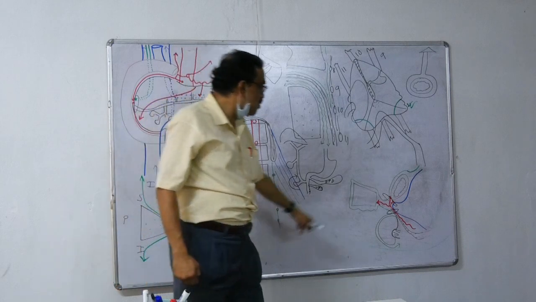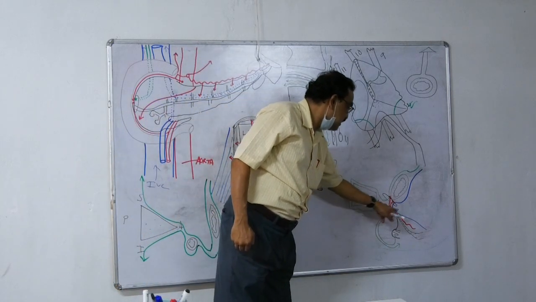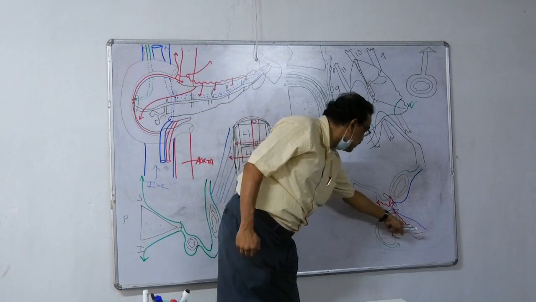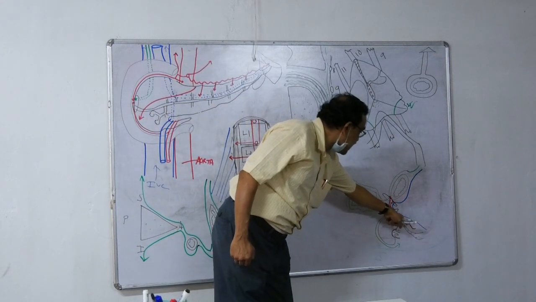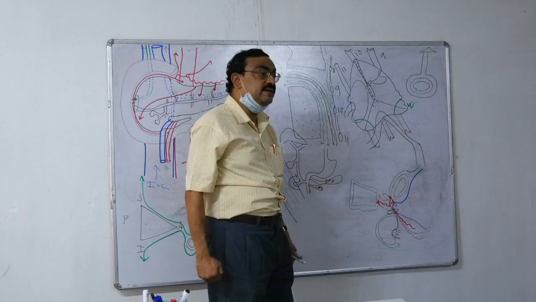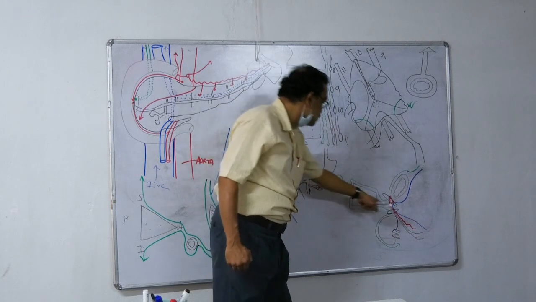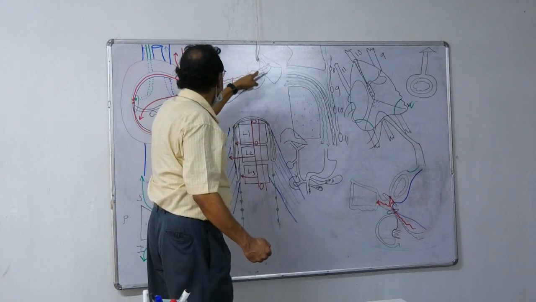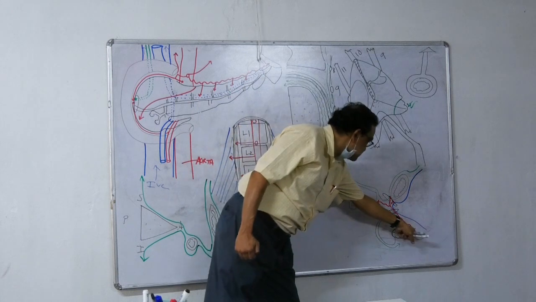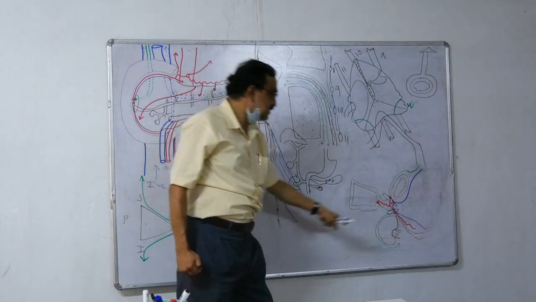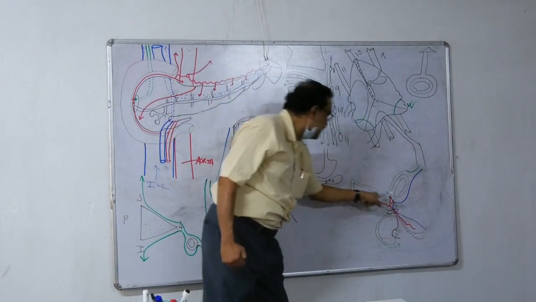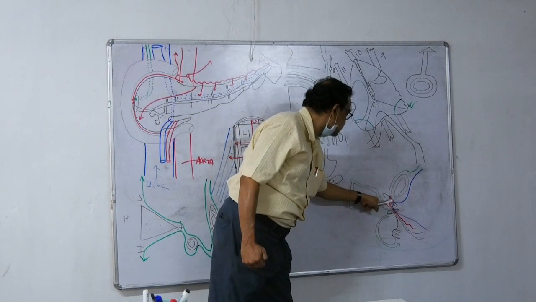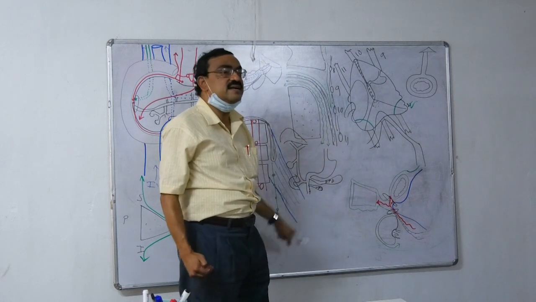So gastrosplenic, lienorenal. Through the lienorenal ligament, we can see the entry of the splenic artery. This is the splenic artery along with the tail of the pancreas. This is the tail of the pancreas and the splenic artery is entering the lienorenal ligament and ultimately enters into the spleen.